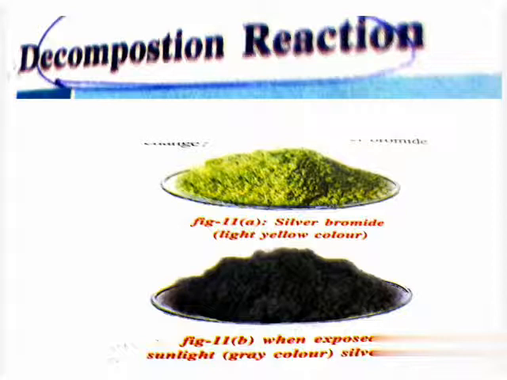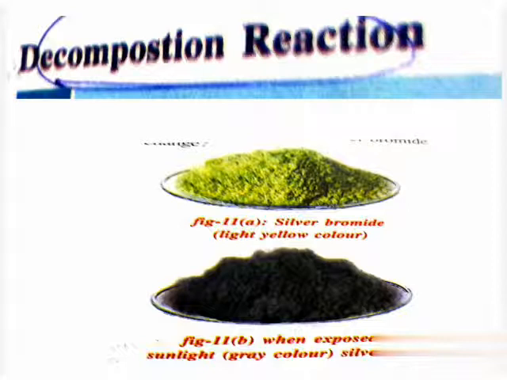So first, that silver bromide is yellow in color, no? When we place it in sunlight, when it is exposed to sunlight, it changes into gray color. Okay, so here the color of the silver bromide is changing. So this silver bromide is decomposed to silver and bromine in sunlight. Light yellow colored silver bromide turned to gray due to sunlight.